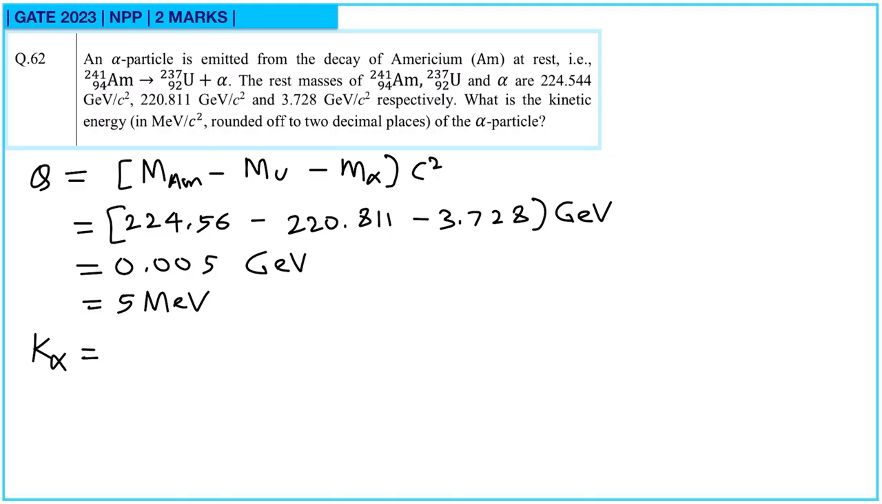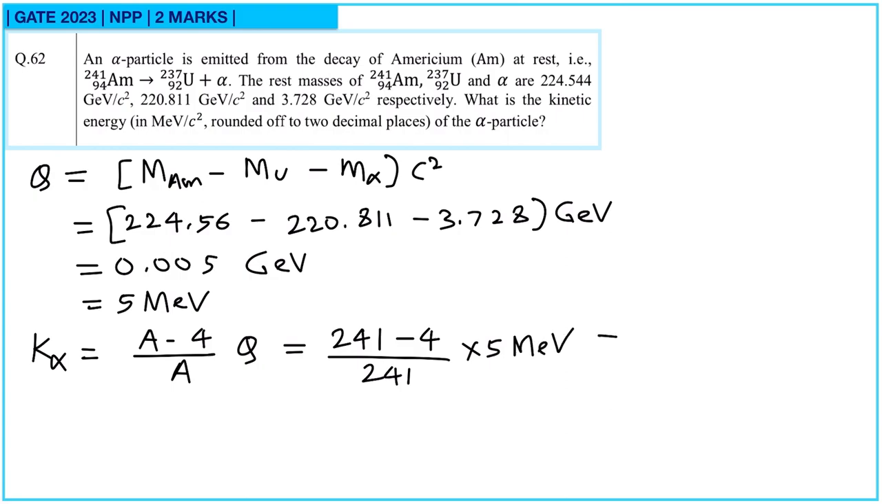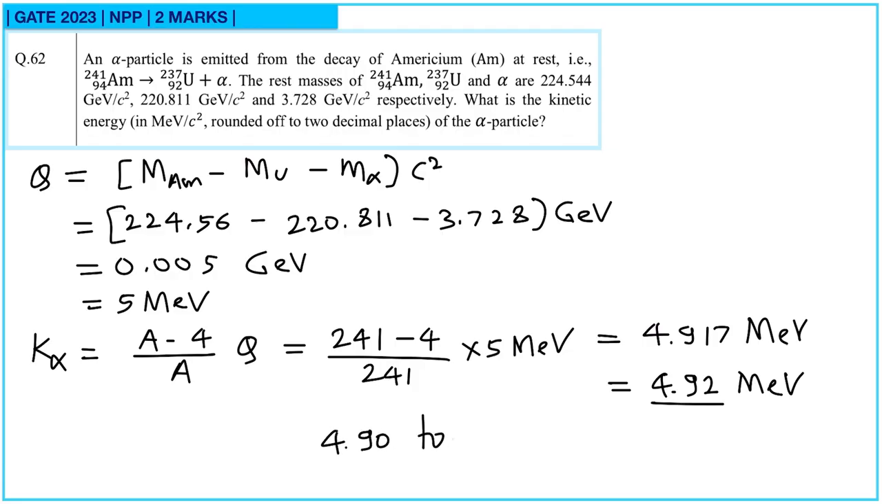Now the kinetic energy of the alpha particle is equal to (A minus 4) upon A into the Q value. So this will be 241 minus 4 upon 241 into 5 mega electron volt, and this is equal to 4.917 mega electron volt. Rounding off to 2 decimal places, this will be 4.92 mega electron volt. And the answer to this question given in the answer key is 4.90 to 4.92.